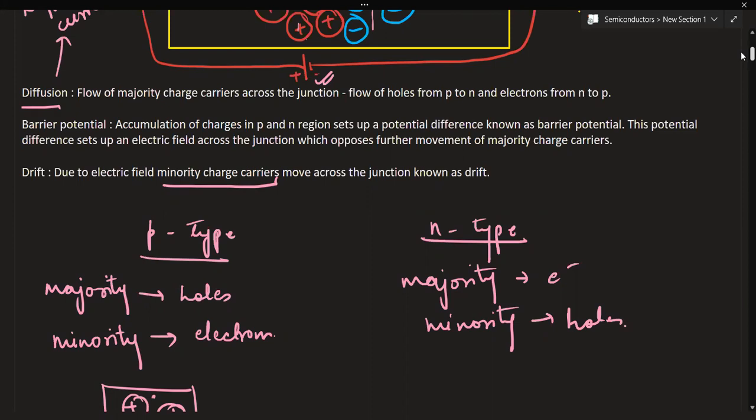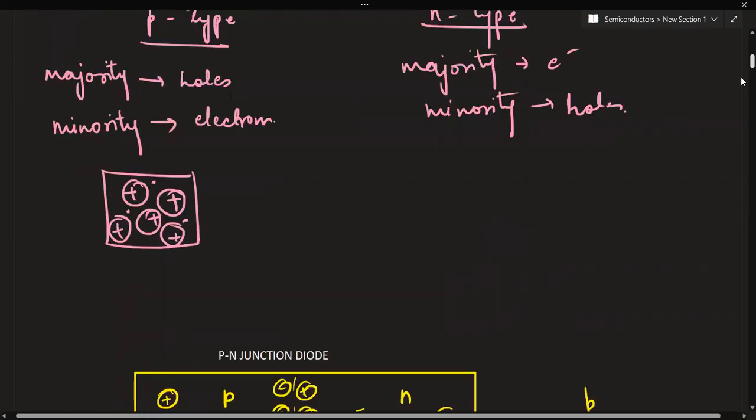In case of drift, due to electric field, minority charge carrier moves across the junction. So these two processes occur. One is diffusion, other one is drift. So see, in case of P type, what kind of charges move? In case of P type, holes will move in case of diffusion, and in drift, electrons will move. In N-type conductor, in case of diffusion, electrons will move while holes will move in case of drift.